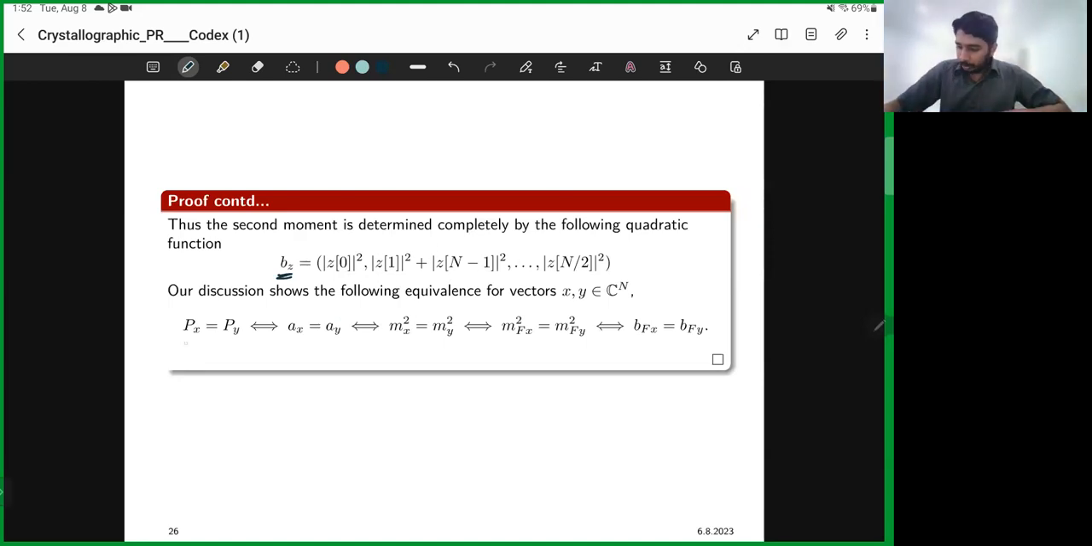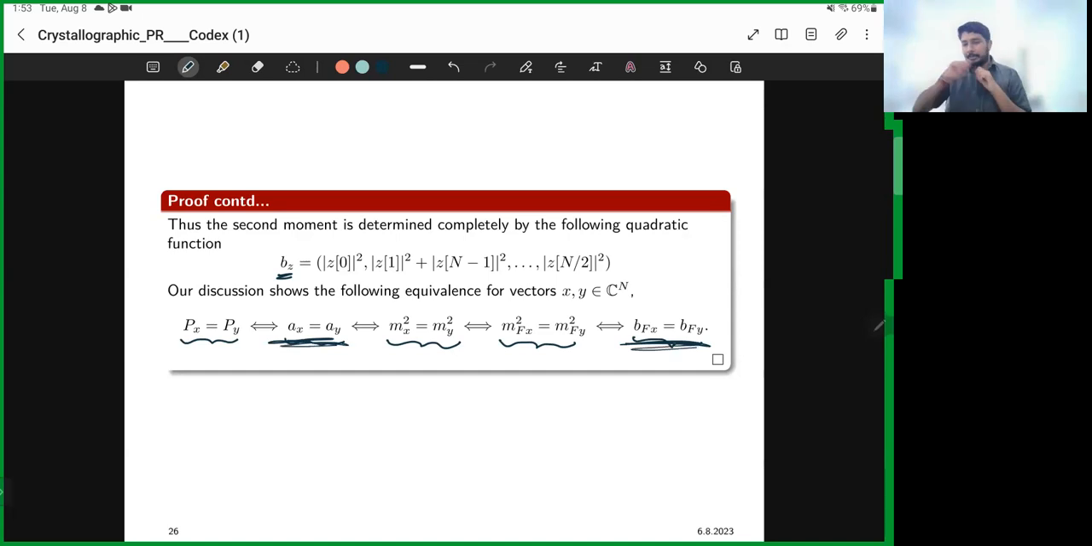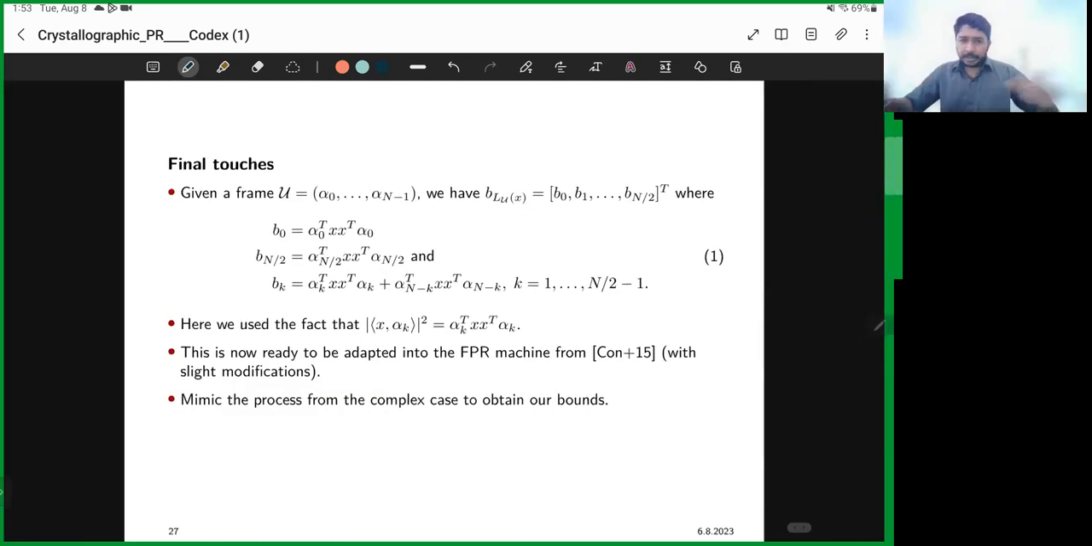And our discussion shows, well, the power spectrum being the same is equivalent to the autocorrelation being the same. Well, from my first proposition, that's the same thing as the second moments agreeing. Well, I just changed the basis into the Fourier basis. And now this lemma tells me that under the Fourier basis, the second moment and this B function capture the same information. So having the autocorrelation agree is the same thing as taking the Fourier transform of my signal and having the B functions agree, right?